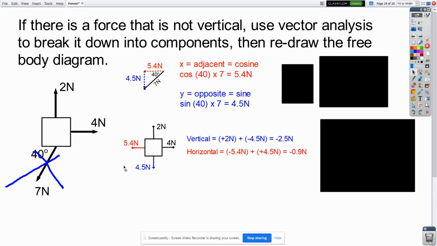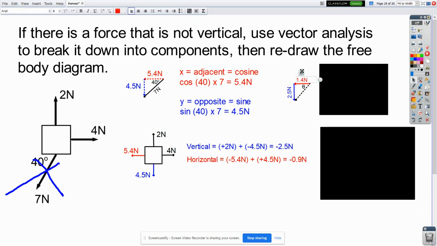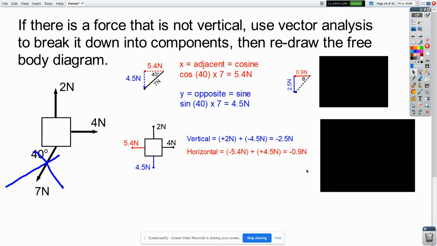Again, we've just eliminated the 4 vectors and just got ourselves down to 2. Negative 2.5 newtons means I'm going to have a downward one at 2.5. Negative 0.9 newtons means I'm going to have one to the left of 0.9. So again, negative 2.5 newtons means down 2.5. The negative 0.9 means to the left 0.9. And again, I do my horizontal one in first. You don't have to. You'll get the same answer either way. I just usually draw the horizontal one first.